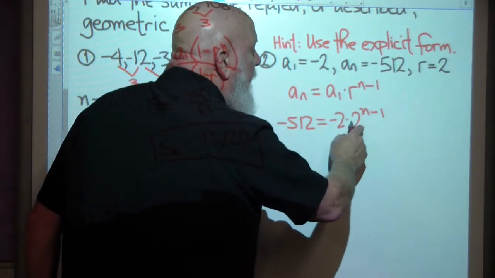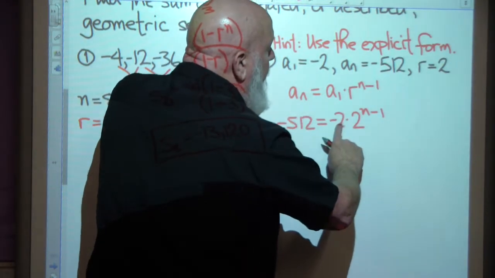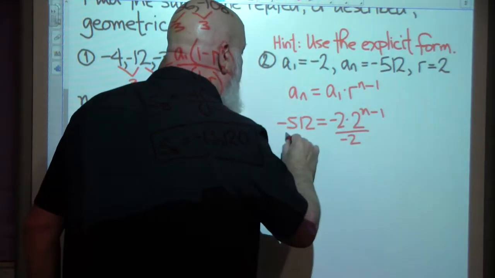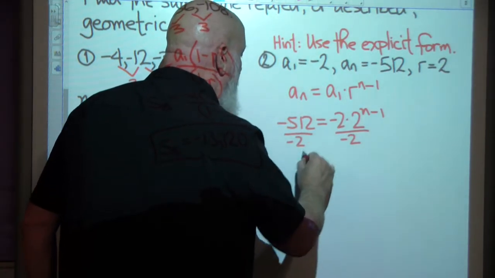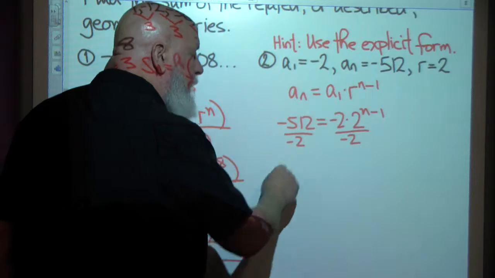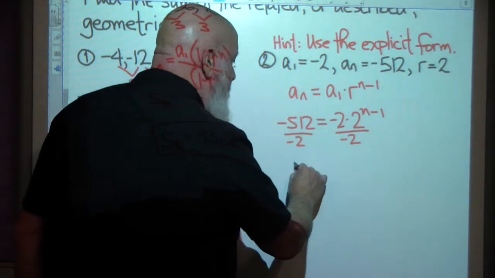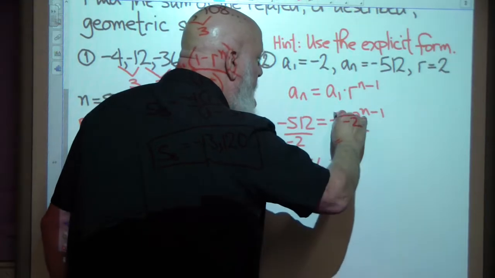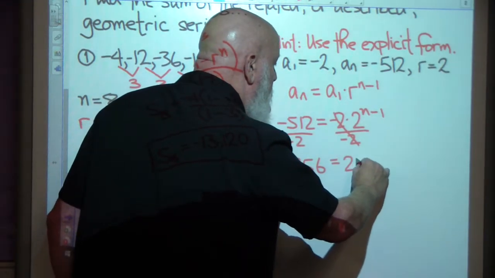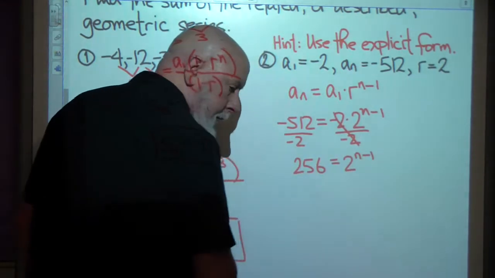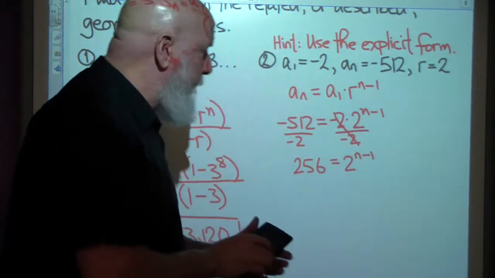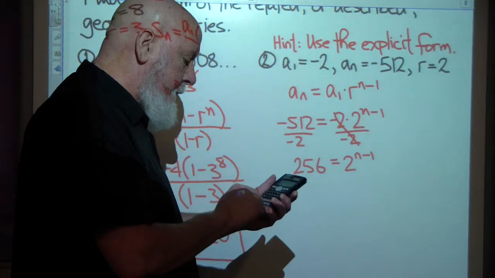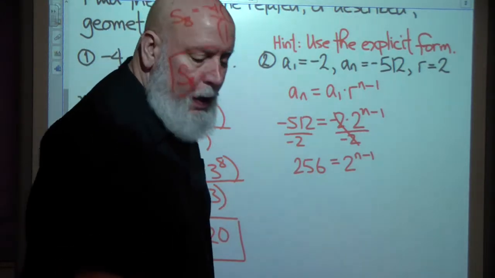We're going to isolate this part right here first, get rid of this multiplied negative 2 by dividing by negative 2. And that will give me positive 256 if I haven't made an arithmetic mistake. This will give me 2 to the n minus 1. And let me check my arithmetic because it's early and I'm old and I make mistakes. 512 divided by 2. 256, yay!